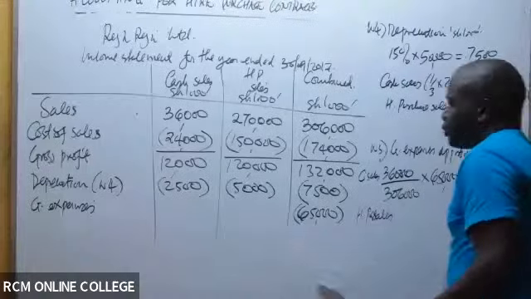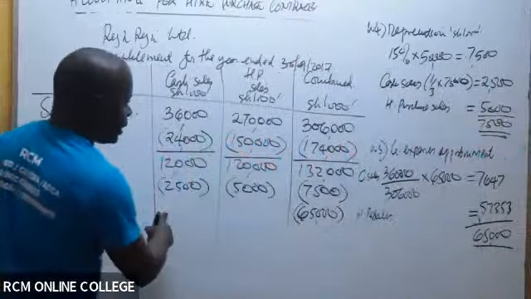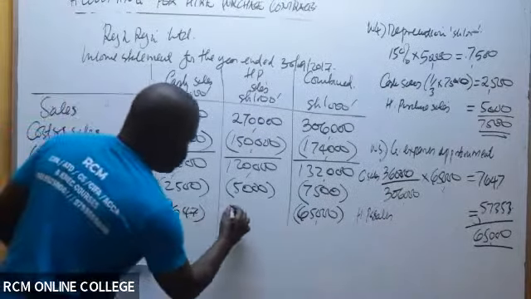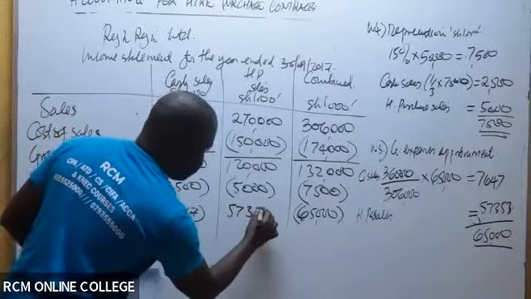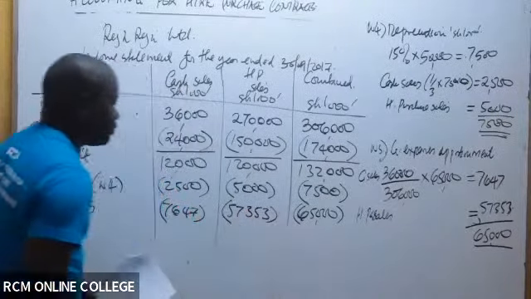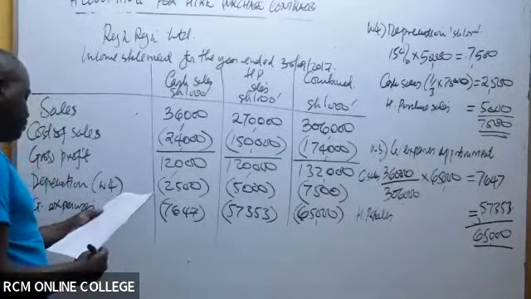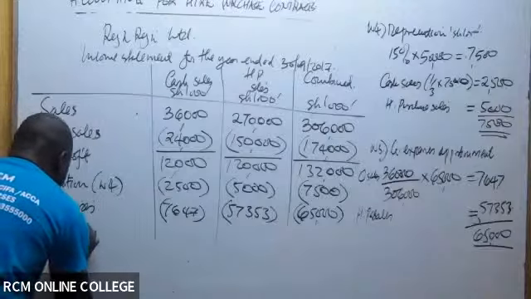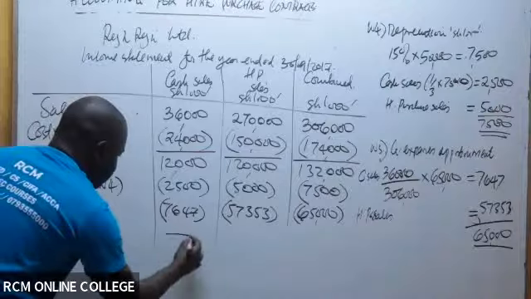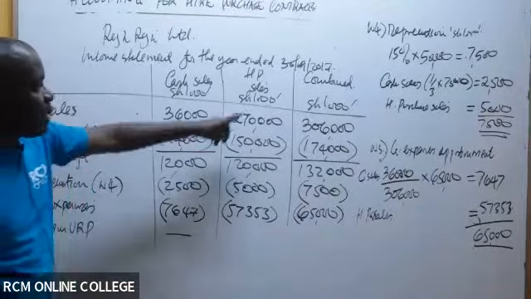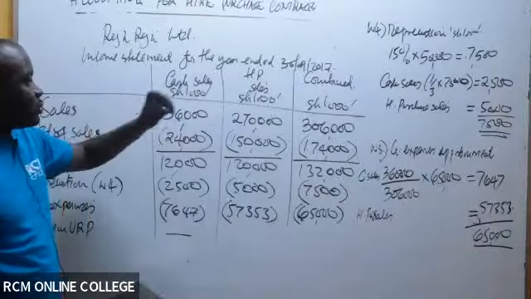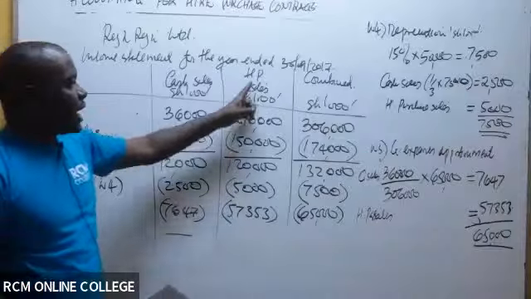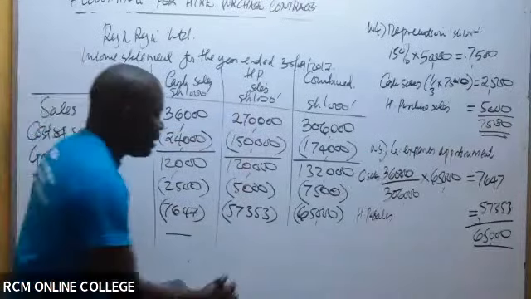57,353. So you can come and put them here. This one is 76,47. This one is 57,353. Then the last item is provision for unrealized profit. Remember the unrealized profit is only on the hire purchase sales. For cash sales, we collect everything, so there's no unrealized profit on cash sales. It's only on hire purchase sales.